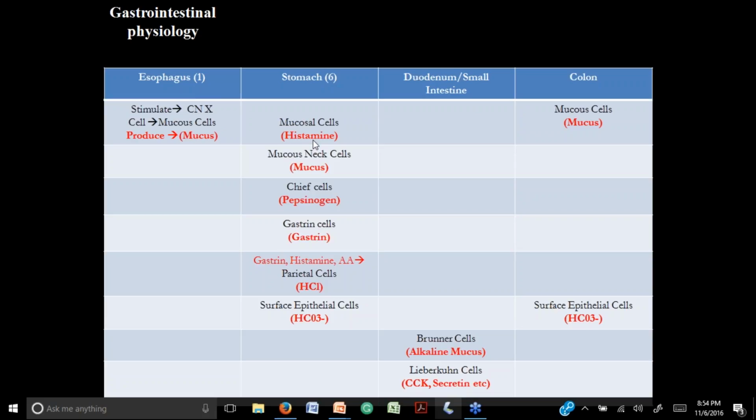We have the mucous cells that produce histamine, mucus, pepsinogen, gastrin, chlorhydric acid, and bicarbonate. In the duodenum, we have two groups of cells, the Brunner cells and the Lieberkühn cells, which are like the crypts of Lieberkühn. This is the duodenum and small intestine, and that is where you're going to secrete the cholecystokinin, secretin, and other hormones. And in the colon, we have mostly these two cells that produce mucus and bicarbonate.